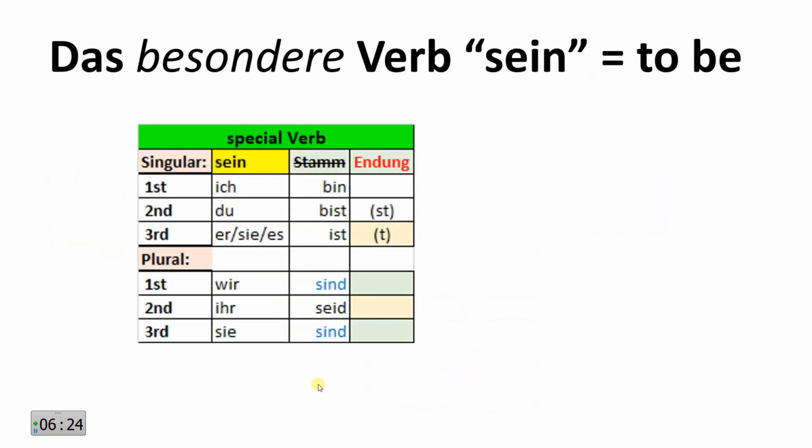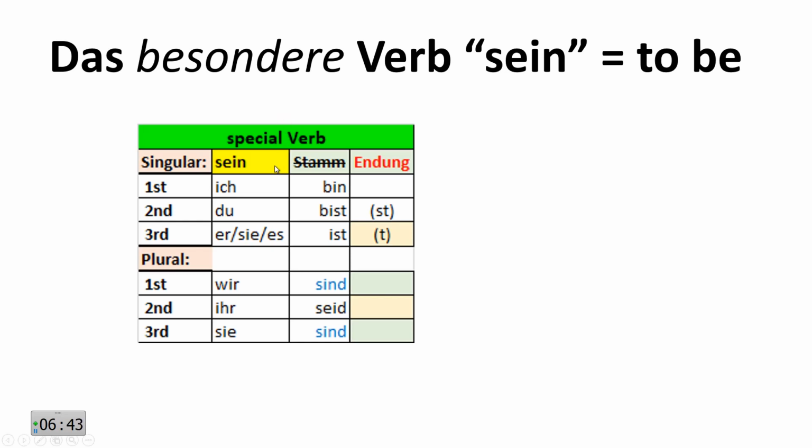And we also need to know an exception, which is a very special verb. The German verb sein is the to be. This is also needed in greetings. Wie ist Ihr Name? Wer bist du? You learn it in another lesson. So we need the sein, the to be.